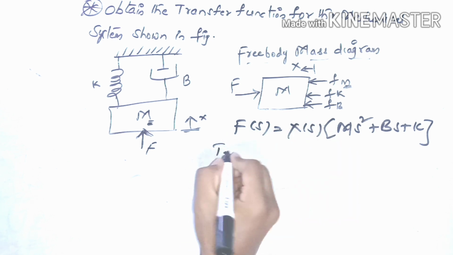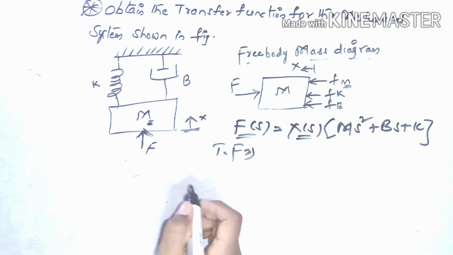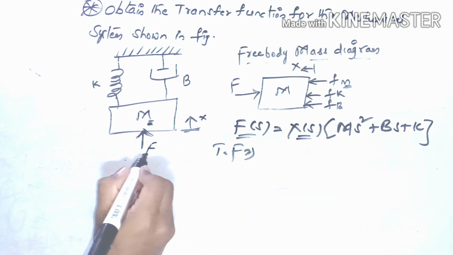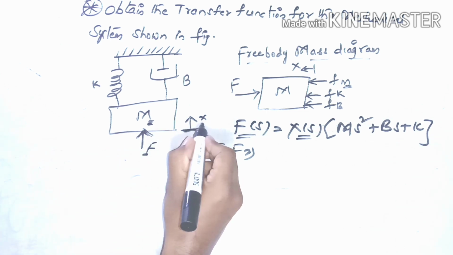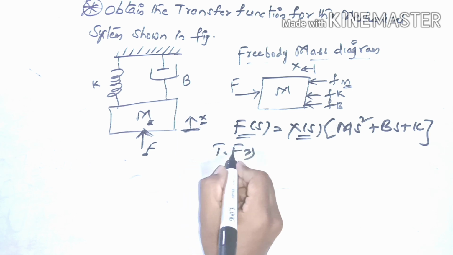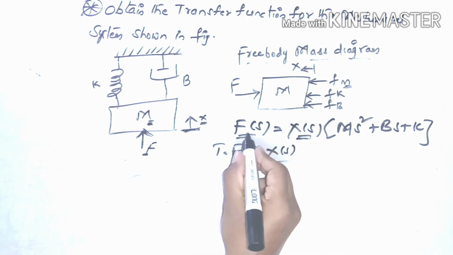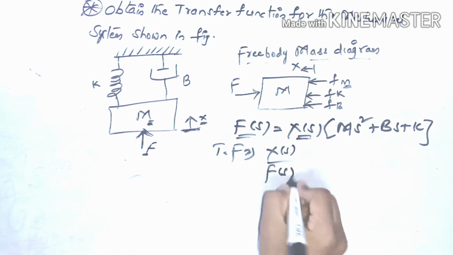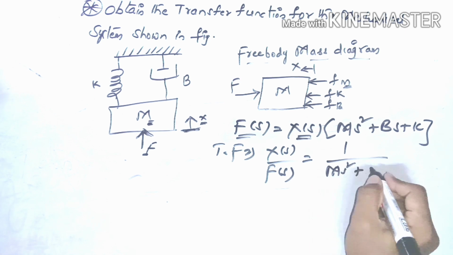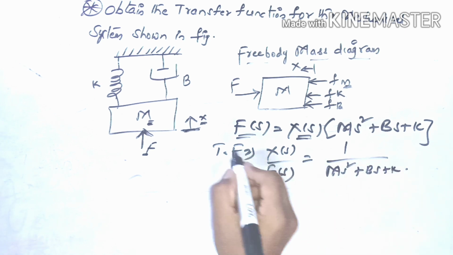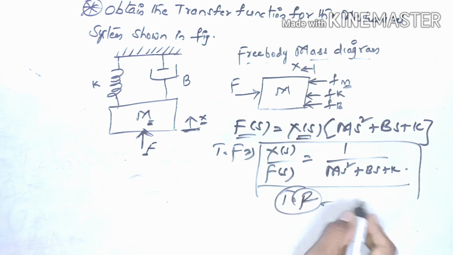According to the definition of transfer function, F of s is the input and X of s is the output for this system, because from the diagram we can observe that F is the applied input and the final output is the displacement x. So the transfer function equals the Laplace transform of the output, X of s, to the Laplace transform of the input, F of s, which equals 1 by (m s square plus b s plus k). This is the overall transfer function for this problem.